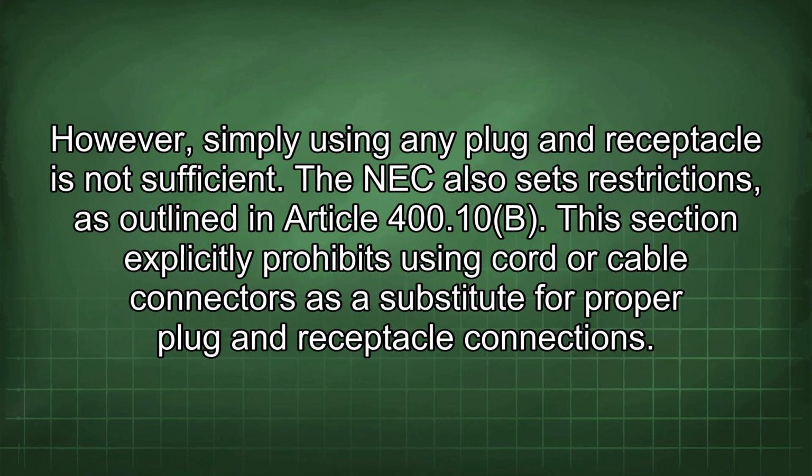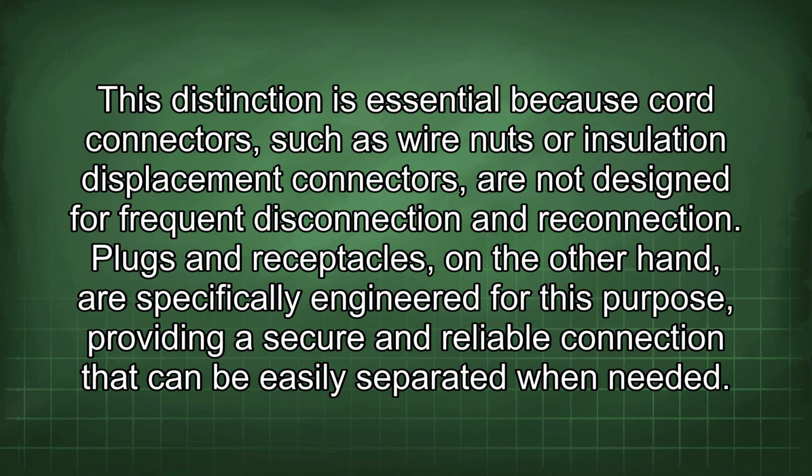However, simply using any plug and receptacle is not sufficient. The NEC also sets restrictions as outlined in Article 400.10b. This section explicitly prohibits using cord or cable connectors as a substitute for proper plug and receptacle connections. This distinction is essential because cord connectors, such as wire nuts or insulation displacement connectors, are not designed for frequent disconnection and reconnection. Plugs and receptacles, on the other hand, are specifically engineered for this purpose, providing a secure and reliable connection that can be easily separated when needed.